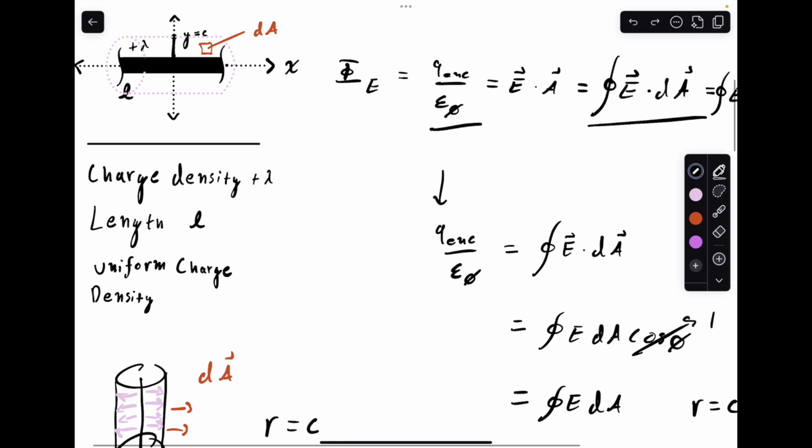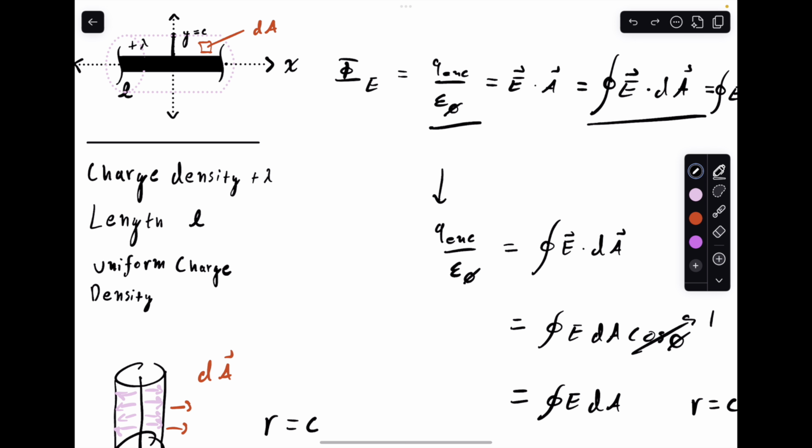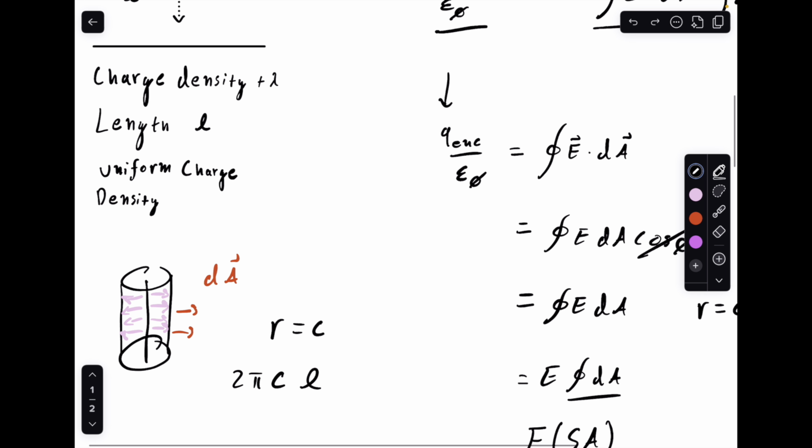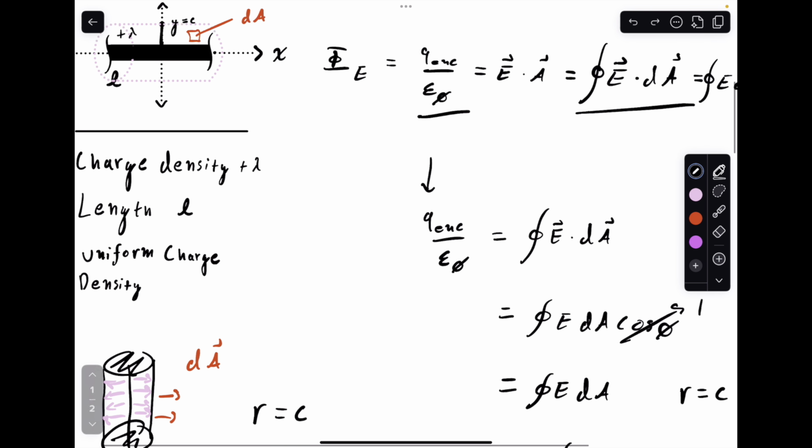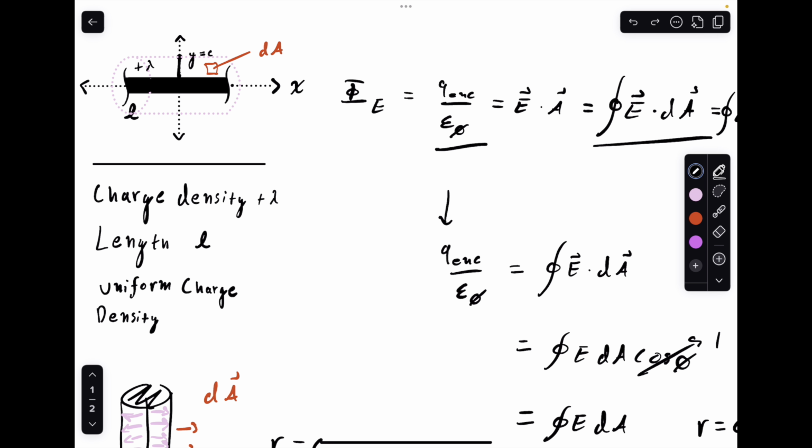Sorry, I didn't mention this, but when we define the surface area of this Gaussian cylinder, I drew it as kind of closed, but since the line of charge extends to infinity, the Gaussian cylinder will also extend to infinity. But in this situation, you might be thinking, well, what about these ends? Don't you have to add 2 pi r squared? No, in this situation, you don't, because in Physics C, it is very common that you ignore edge effects. You might be saying, well, that's not right. Isn't the flux different if you ignore the edge effects?